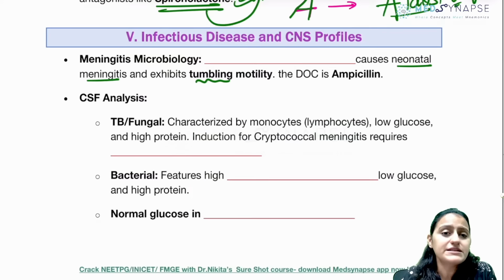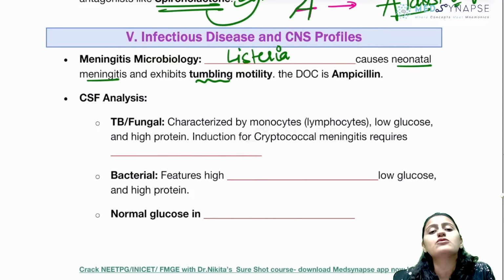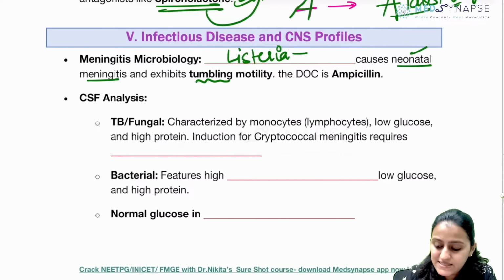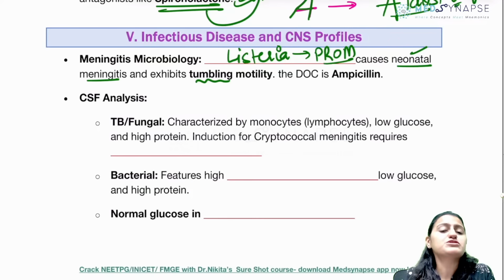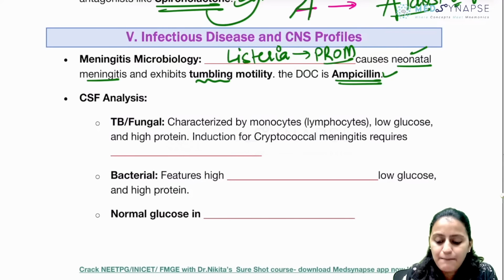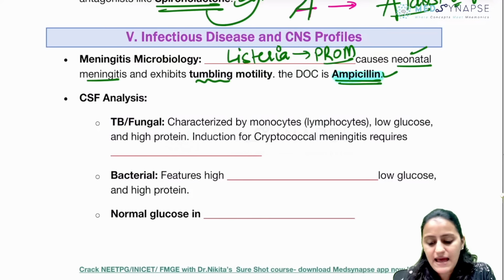Remember, it is Listeria. Listeria has tumbling motility and it's an important cause of neonatal meningitis, especially when there is a history of premature rupture of membranes, right? Premature rupture of membranes. And the drug of choice for Listeria is ampicillin. Okay, the drug of choice is ampicillin.